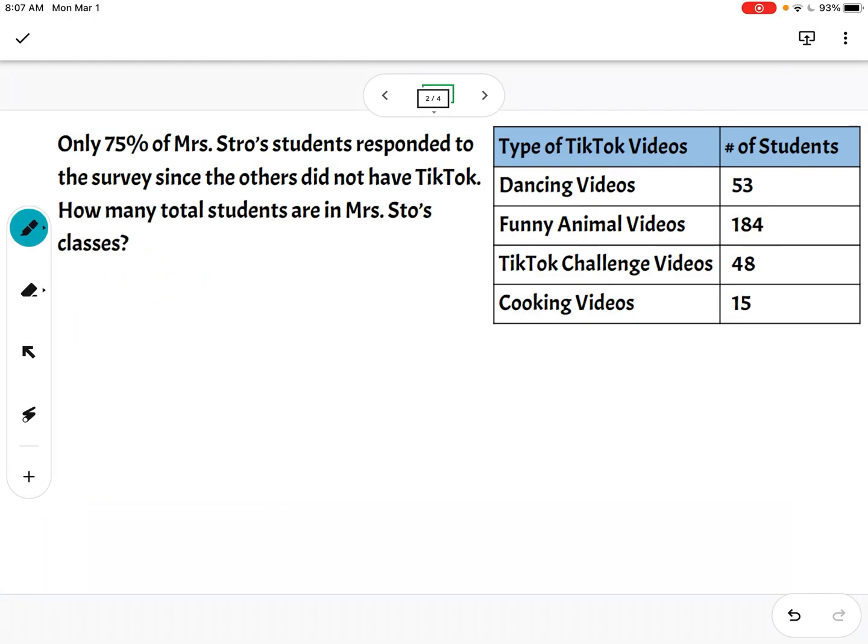All right, let's think about how to solve this next problem. As always, anytime we're given text, we want to identify key pieces of information. So let's start with that. This says only 75% of Mrs. Stroh's students responded to the survey since the others did not have TikTok. How many total students are in Mrs. Stroh's classes? All right, so let's start off with key information.